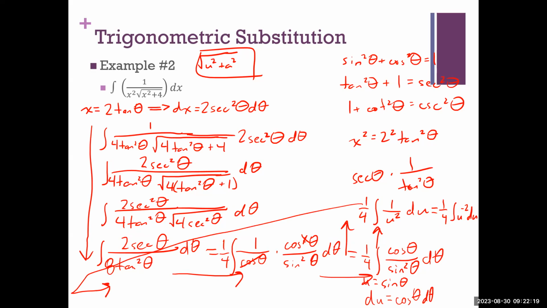What is the integral of u to the -2 with respect to u? It's -1 over u. So this becomes -1/4 times 1 over u, plus c, which finally is -1/4 times 1 over what? Sine theta, plus c. So a long way to go for that.